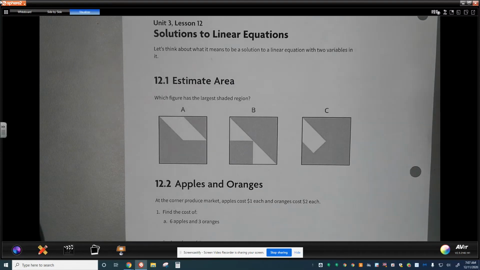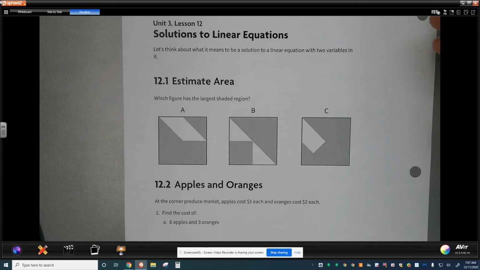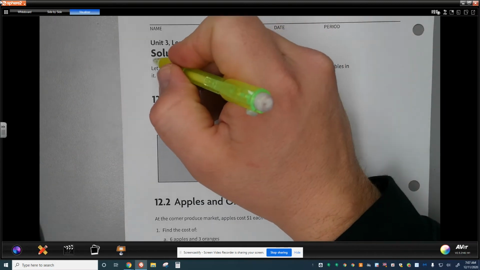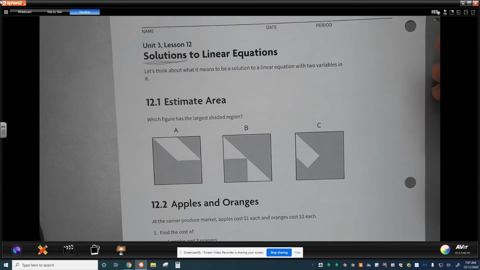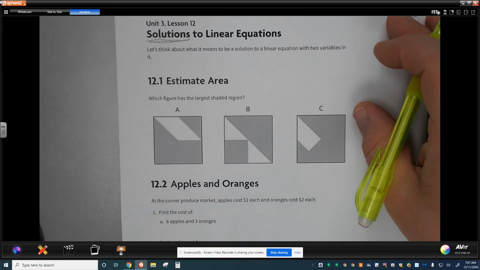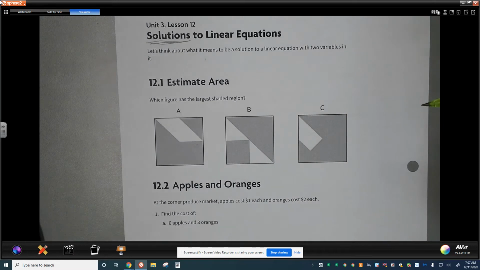Today we are in Unit 3, Lesson 2, talking about solutions to linear equations. This is what we're going to really focus on: what is a solution? What does it mean to be a solution to a linear equation with two variables in it? The very first thing we're going to start out with is talking about estimating area.